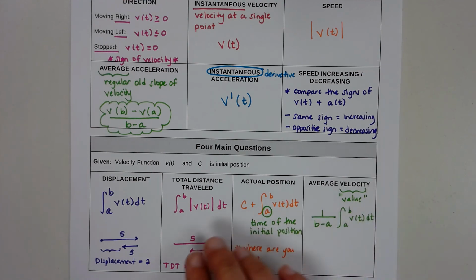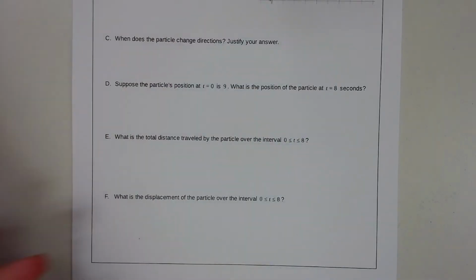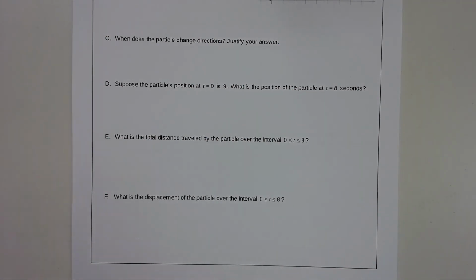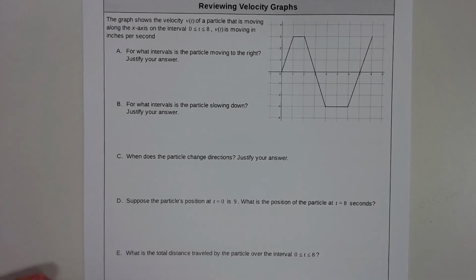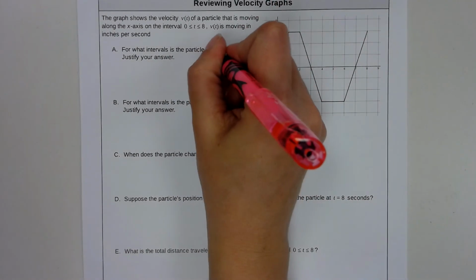So, the first example problem that we're going to be looking at has to do with using a table of values, a graph. In this graph, we are shown the velocity of a particle that is moving along the x-axis over the interval from 0 to 8. The velocity is in inches per second. For part A, it says, for what intervals is the particle moving to the right? Moving to the right means has a positive velocity. So moving to the right means we're looking for where velocity is positive.